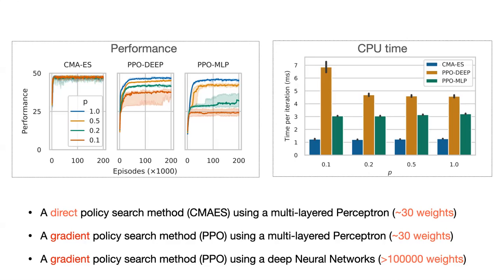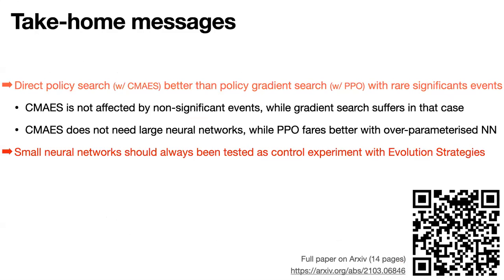The take-home messages from this presentation and from the poster is that first, the direct policy search, at least with CMAES, fares better than policy gradient search with PPO, with rare significant events, as CMAES is not affected by non-significant events, while gradient search actually suffers in that case because many gradients are not meaningful.